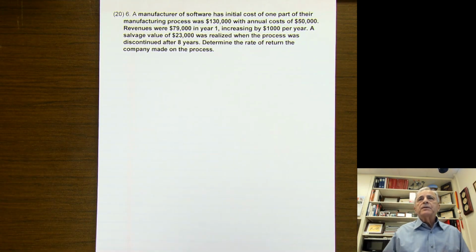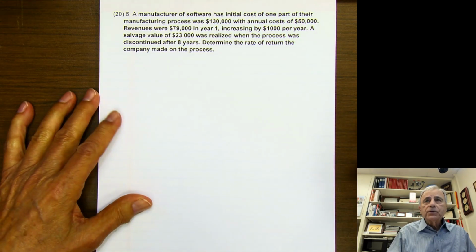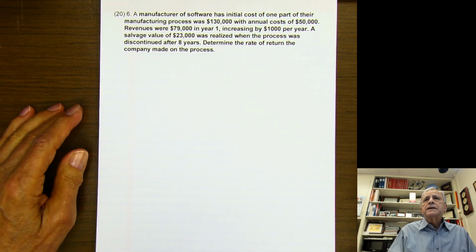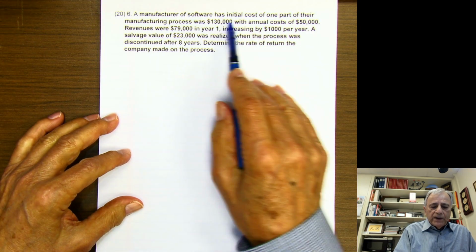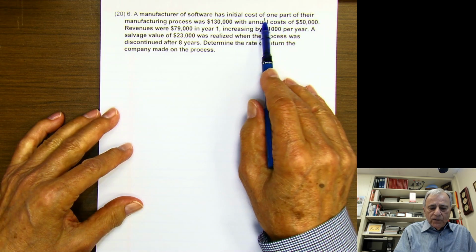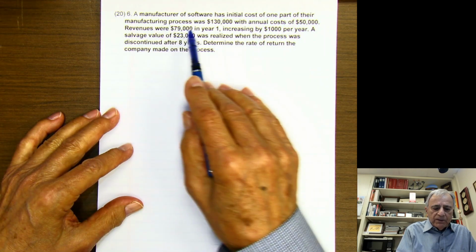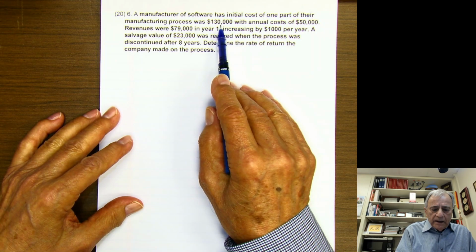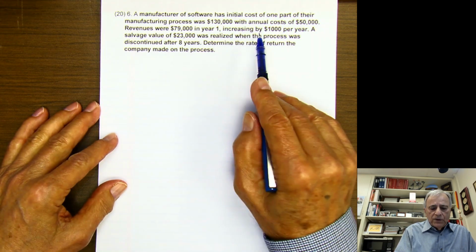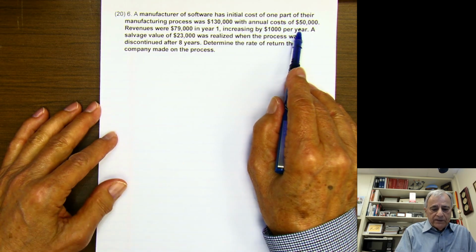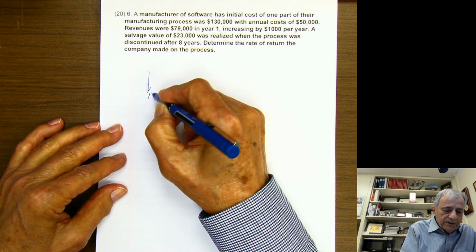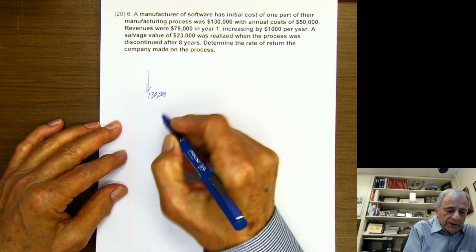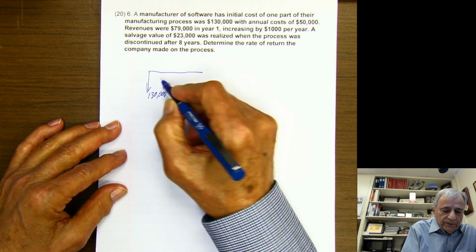The last problem I'm going to work for you is a problem from Chapter 6. Chapter 6 deals with rate of return analysis, and the problem states a manufacturer of software has an initial cost of one part of their manufacturing process of $130,000, with an annual cost of $50,000. So the initial cost is $130,000 with an annual cost of $50,000.